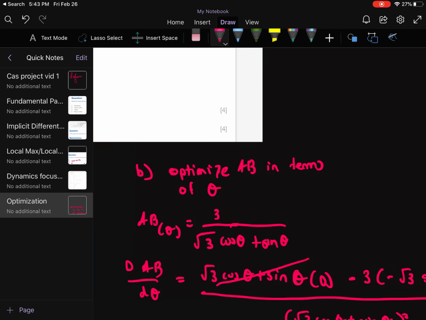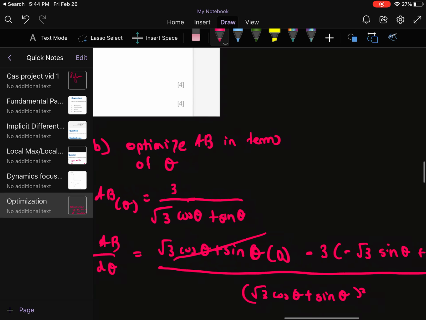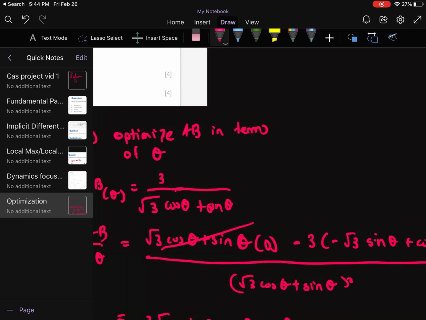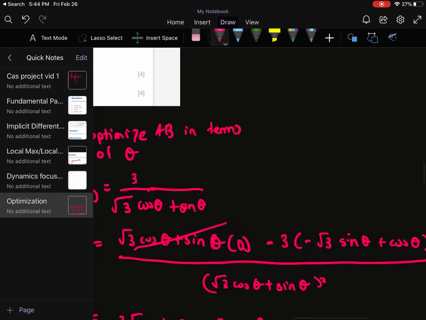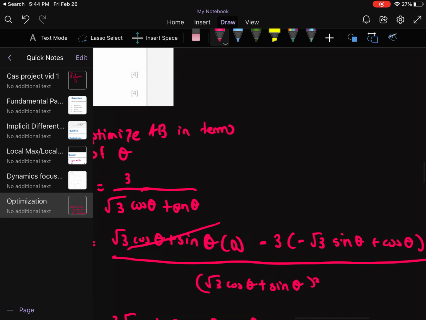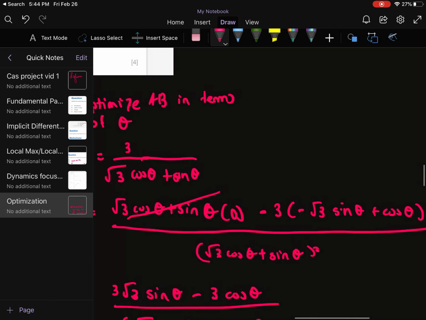So I've written the function, because it's an expression or a function, which is 3 over root 3 cos theta plus sine theta. So now I'm differentiating AB with respect to theta. And this is where you're going to use the quotient rule. So root 3 cos theta plus sine theta times the derivative of 3, which is 0, so this expression cancels out, minus 3 times the derivative of the denominator. So again, cos theta, derivative, negative sine theta; sine theta, derivative, cos theta. Negative root 3 sine theta plus cos theta. And then on the denominator, root 3 cos theta plus sine theta, squared.